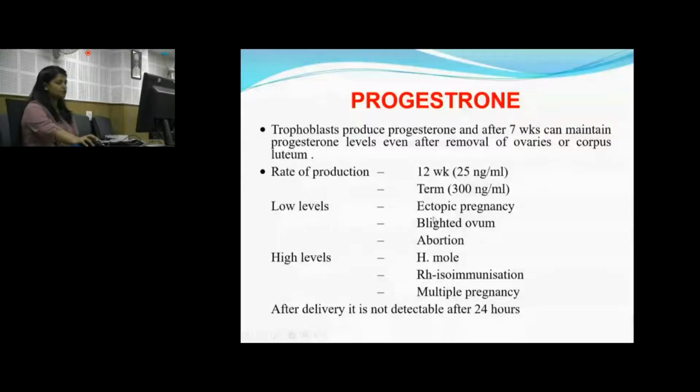Low levels of progesterone are seen in blighted ovum, abortion, and ectopic pregnancy, whereas high levels are seen in H-mole, Rh isoimmunization, and multiple pregnancy. After delivery, progesterone is not detectable in the maternal bloodstream after 24 hours.